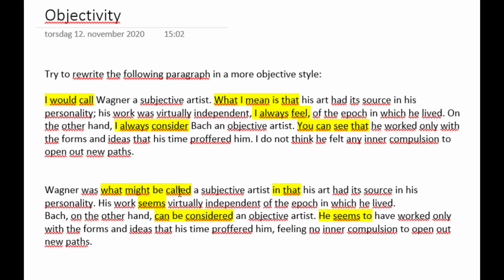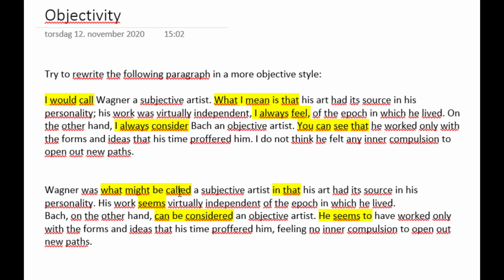Now, what is hedging? Well, hedging means that you use cautious, or maybe we could even call it vague language, although I don't want to say that you should fill up your academic essays with a lot of vague claims. It's vague in the sense that you're honest with your readers about the strength of your claims. Of course, if I said Wagner was a subjective artist, that would be less vague than might be called. But if it's not a fact, if it's an interpretation, I have to be a bit more vague. So vague in this sense is positive. It just means that you're cautious.